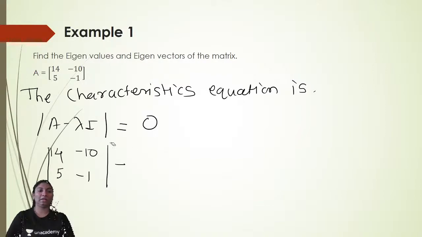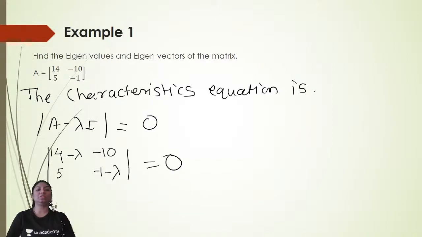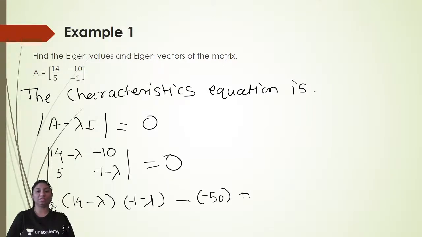First we will write down here directly 14 minus lambda I. So here the 2 by 2 identity matrix is 1 0 0 1. So you will get 14 minus lambda, minus 10, 5 and minus 1 minus lambda, is equal to 0. Now calculate the determinant of this: 14 minus lambda into 1 minus lambda, bracket square, minus of minus 50 is equal to 0.